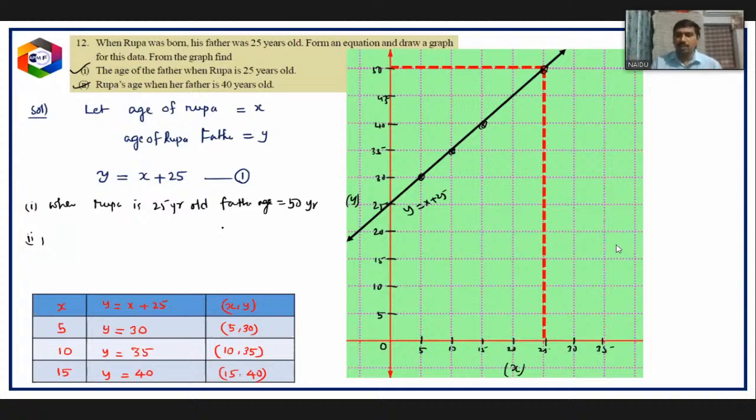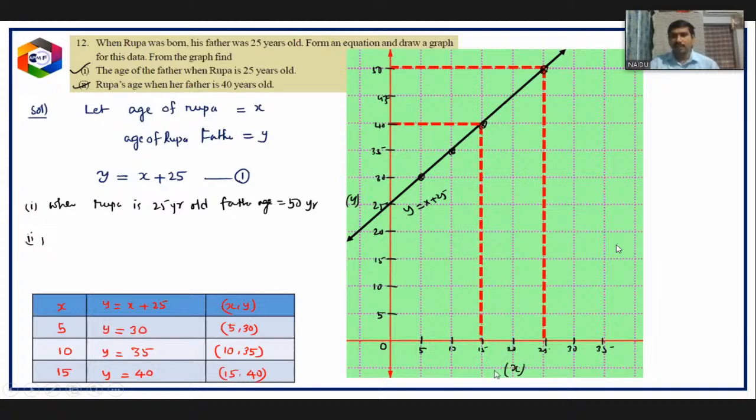Again, let us see. Where the father is 40 years, this is the point. There, where it intersects the graph, we have to draw the line. So let us draw the horizontal line. This is the line, and it is intersecting. And now, to know the x value, we have to draw a perpendicular line from the point where it is intersecting.